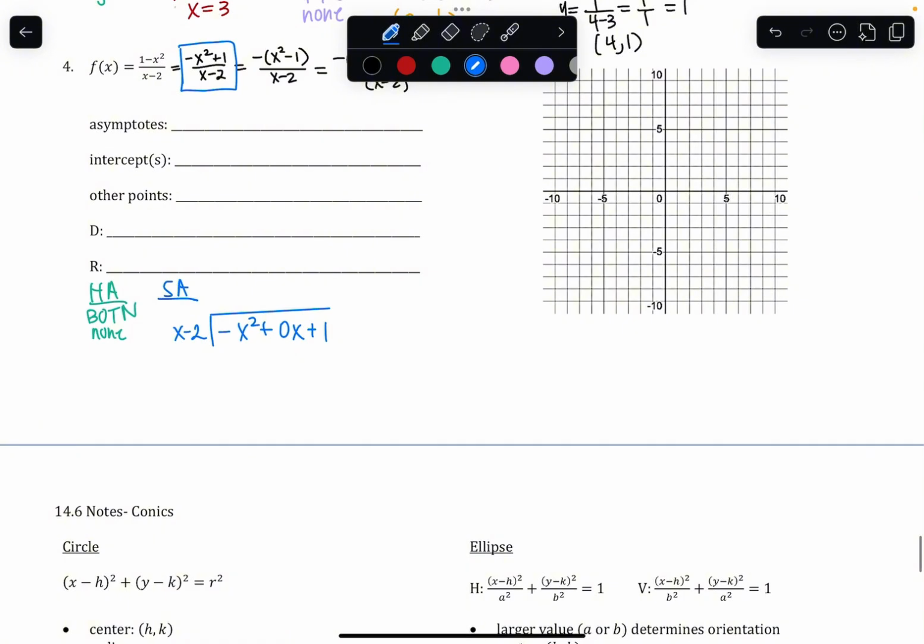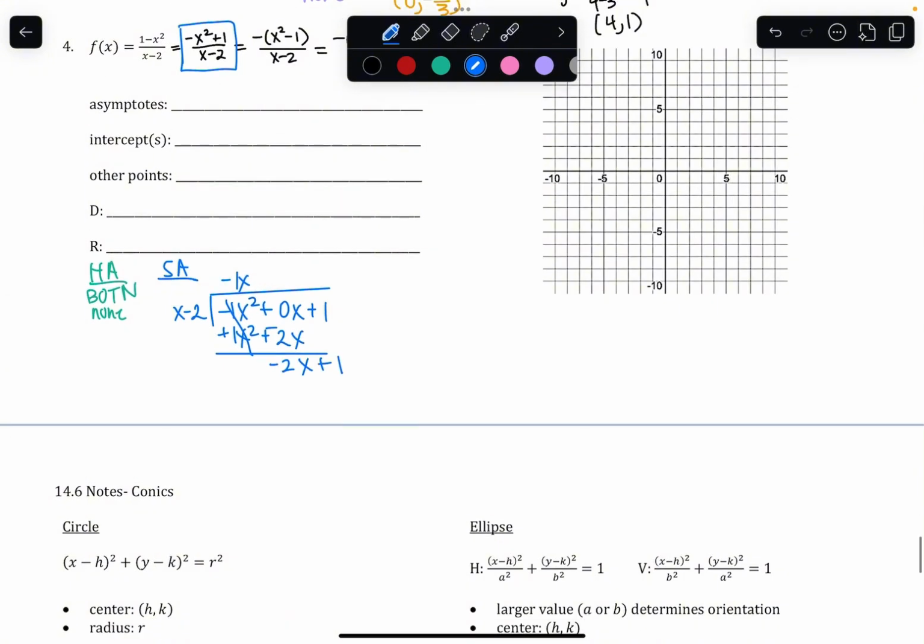Okay, and so negative, if you want to fill in the 1, negative 1x squared divided by x is just negative 1x. And then negative 1x times x would get us the negative 1x squared. And then negative 1x times negative 2 is positive 2x. Draw your line, change your signs to subtract. And so that leaves us with a negative 2x plus 1.